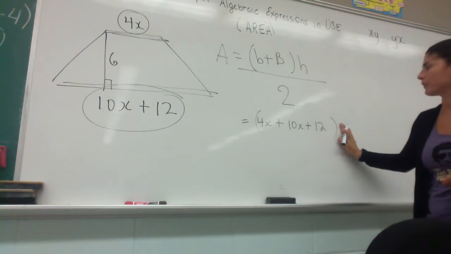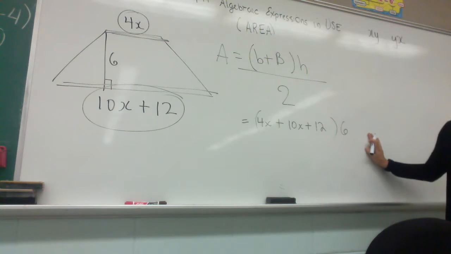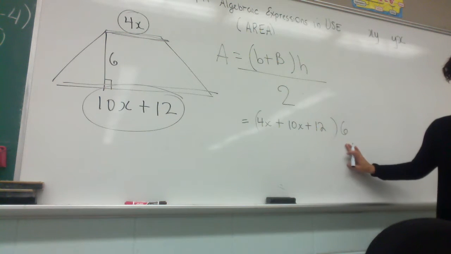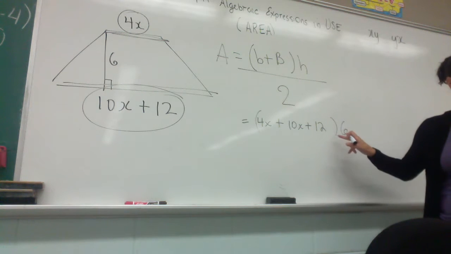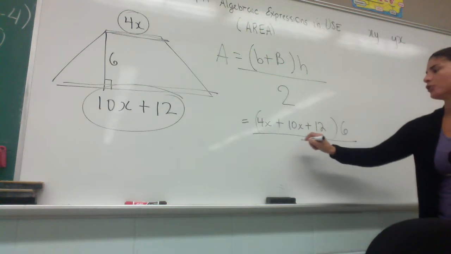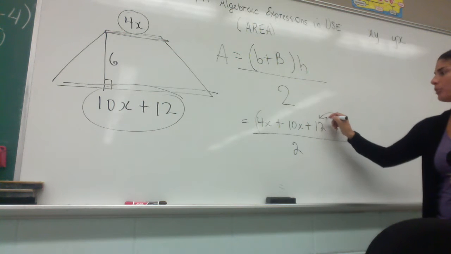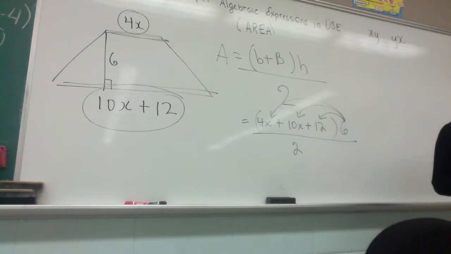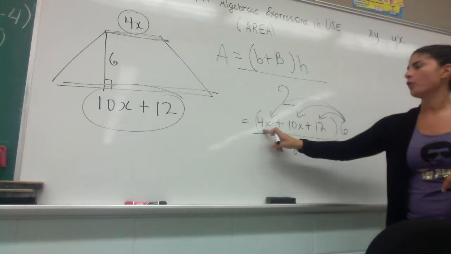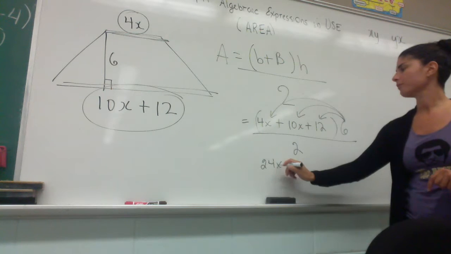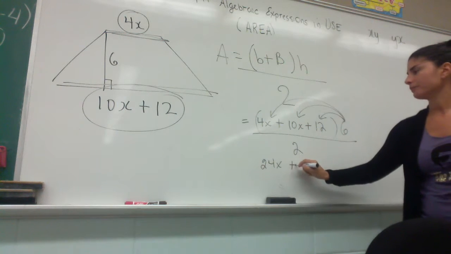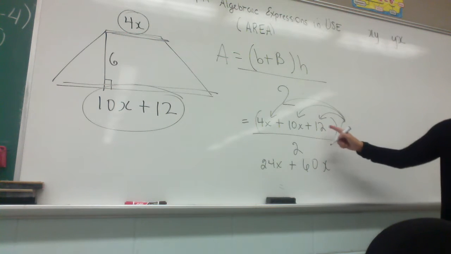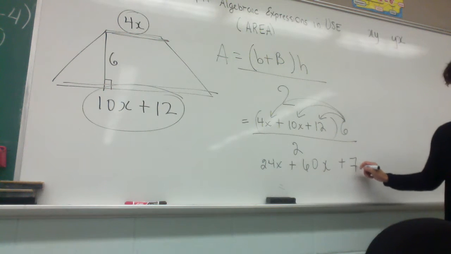Now, does it matter if I put the height here or if I bring it to the front? No. Same thing. I'm going to leave it in the back just so that you get used to seeing it in the back. Divided by 2. So this gets distributed, this gets distributed, and this gets distributed. So I would do 6 times 4 is 24 x's. 6 times 10 is 60 x. And 6 times 12 is 72?